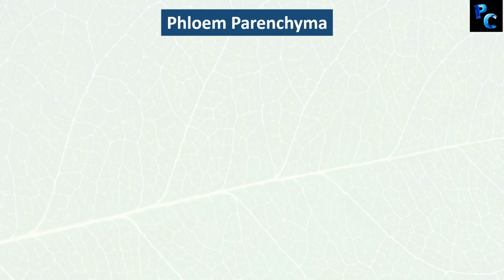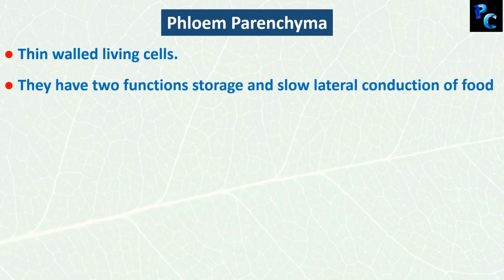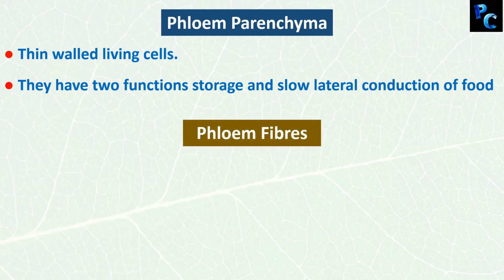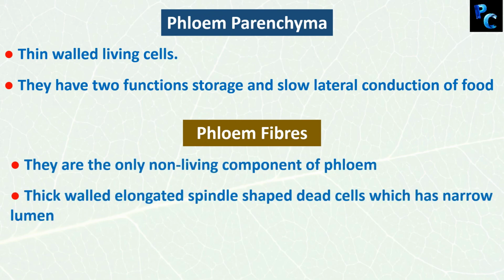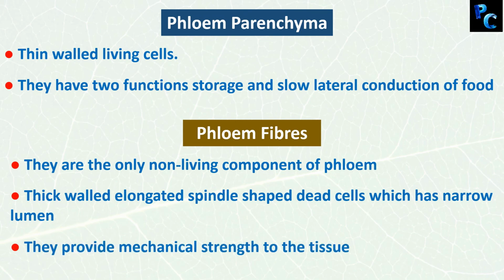The next element is phloem parenchyma. These cells are thin-walled and living cells. They have 2 functions: storage and slow lateral conduction of food. The 4th element of phloem is the phloem fibers. They are the only non-living component of phloem. They are thick-walled, elongated, spindle-shaped dead cells which have narrow lumen. Lumen means inside of the cell is narrow. They provide mechanical strength to the tissue.